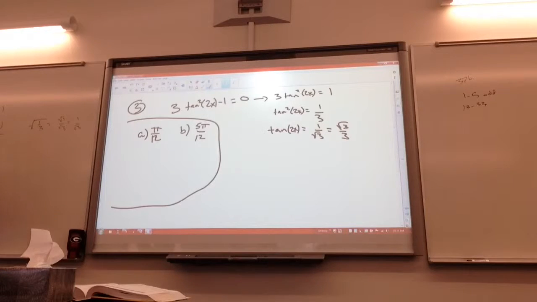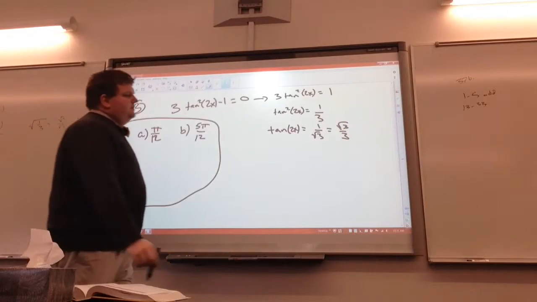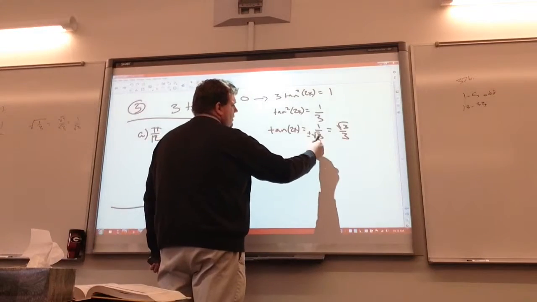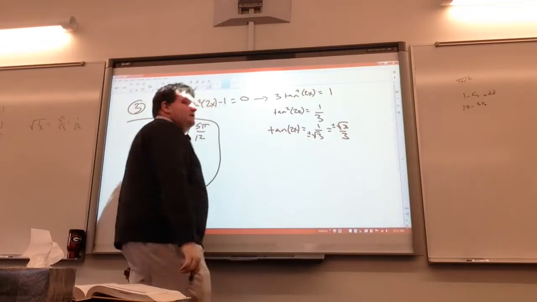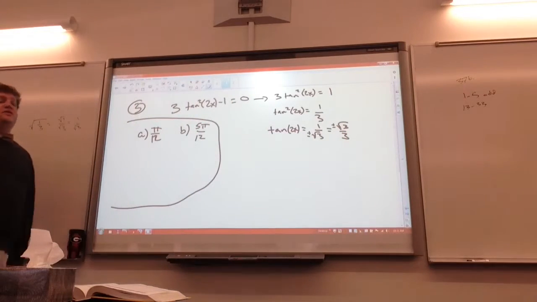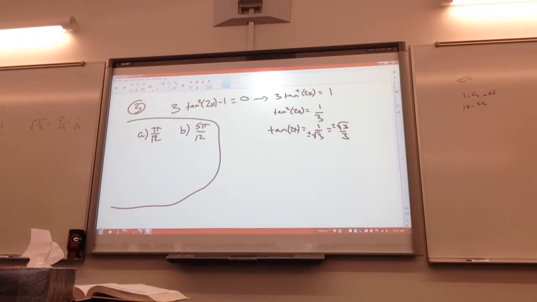1 over root 3. Okay, that's how fractions work. And remember too, I didn't write this up here, but this should be plus or minus. Why plus or minus? Square root, you're going to have two different answers here. Okay, so plus or minus root 3.